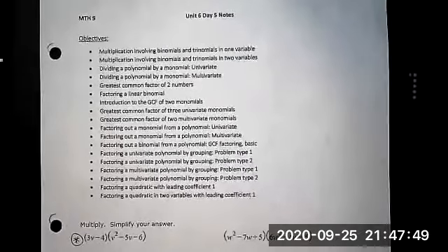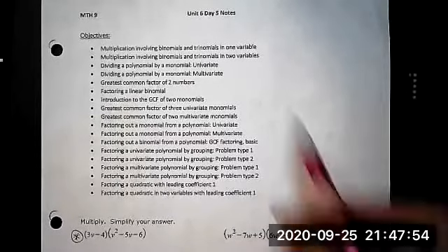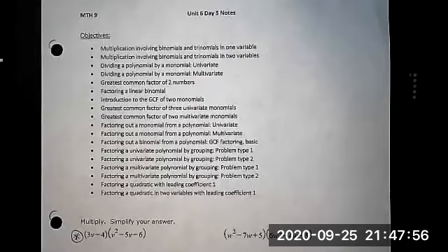All right, so Unit 6, Day 5 notes. These are all the topics and objectives we'll be going over today.